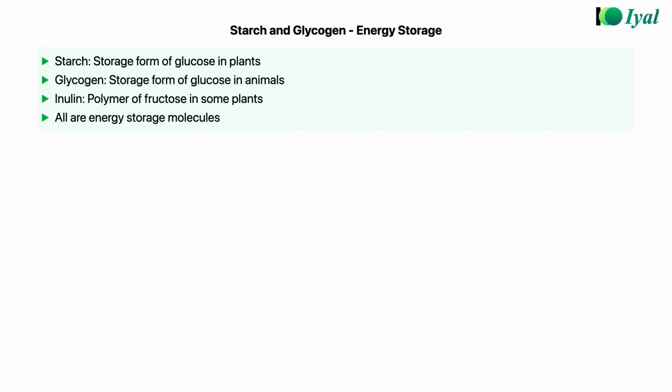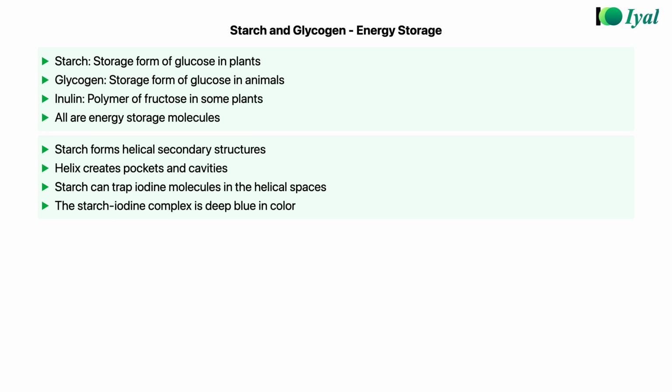Plants need to store energy and animals need to store energy. They do this with polysaccharides. Starch is how plants store glucose. Glycogen is how animals store glucose. You have glycogen stored in your liver and muscles right now. There's also inulin, which is a polymer of fructose used by some plants. These are all energy storage molecules.